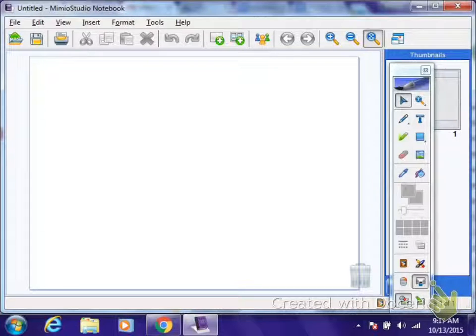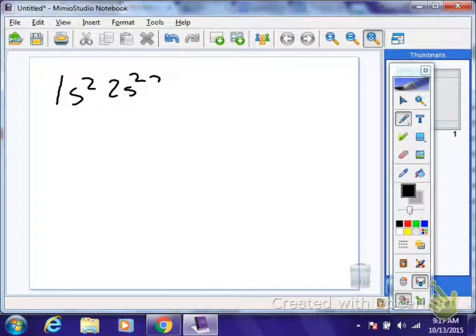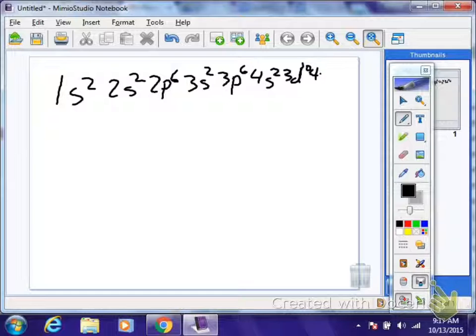So strontium is in the 5th row, and so what we'll do is give you the configuration for it. It is 1s2, 2s2, 2p6, 3s2, 3p6, 4s2, 3d10, 4p6, 5s2. Any questions on that?